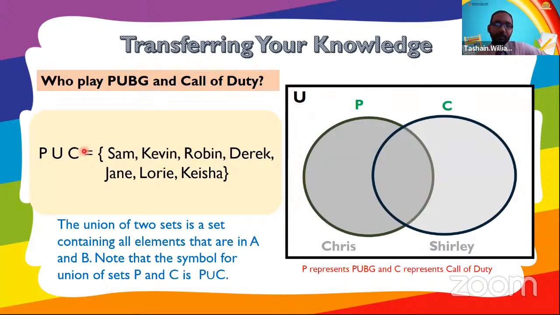So we couldn't say P universal C. No, we're looking at P union C, the union of P and C. But this U here is called the universal set. And what is the universal set? Here, all the members within the box, within the rectangle, are members of the universal set. And we're going to look further at other examples of the universal set.